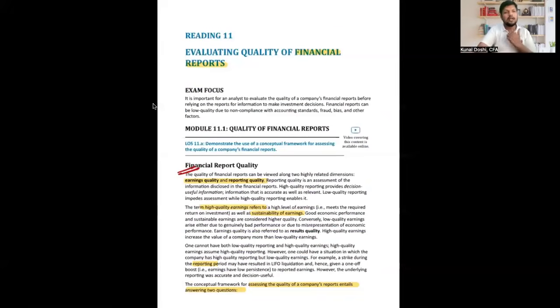All right. Now we'll move to the next topic, that is about financial quality reports. Anyone, any doubts till this point?